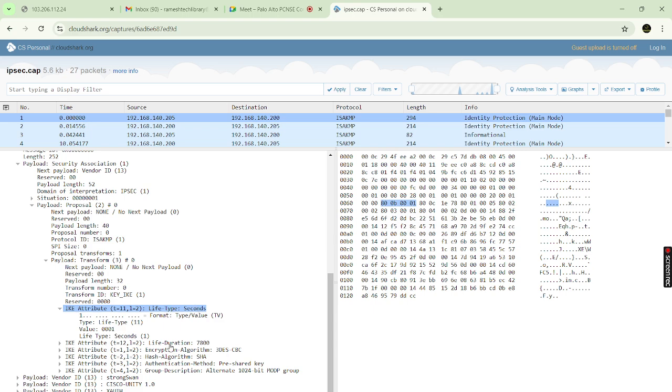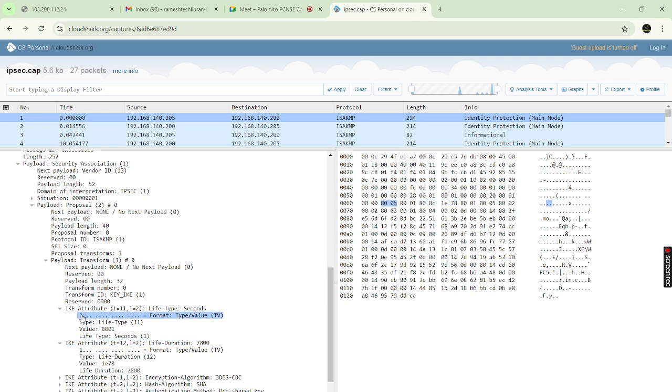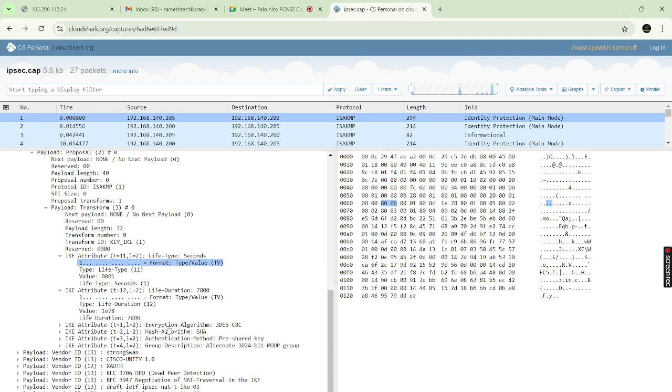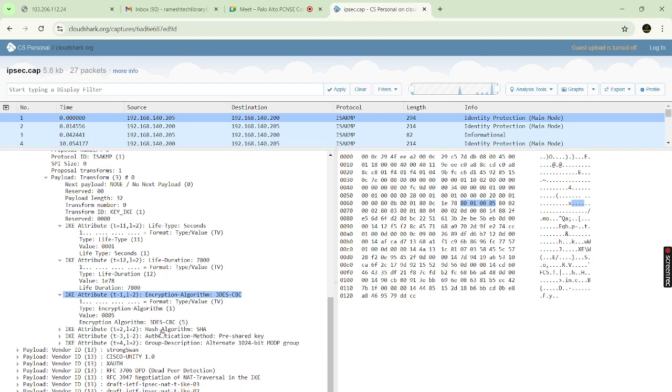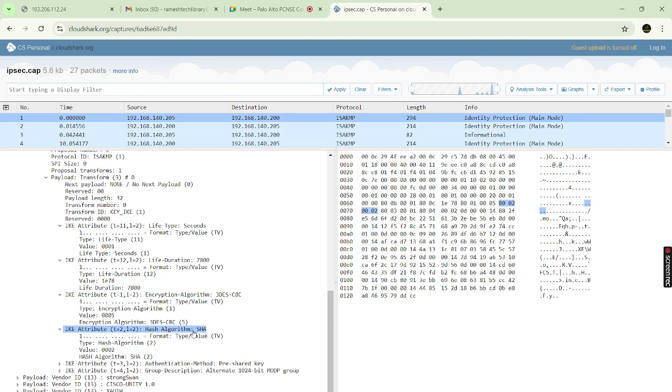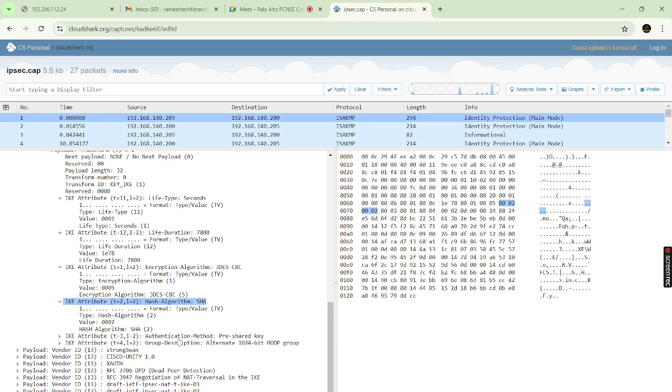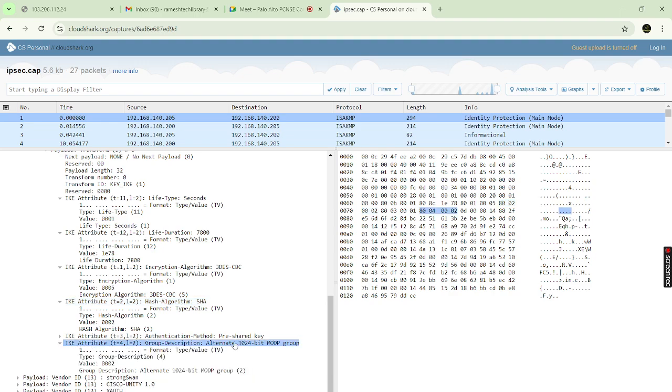Lifetime and life duration, both we can call a lifetime. And the encryption algorithm: it is using 3DES CBC. And the hashing algorithm, what is it? It is using SHA. And authentication: see here, it is using a pre-shared key, because a pre-shared key is easy to configure. So most probably whenever IPsec is forming, they configure a pre-shared key only. And this is a group they are exchanging.